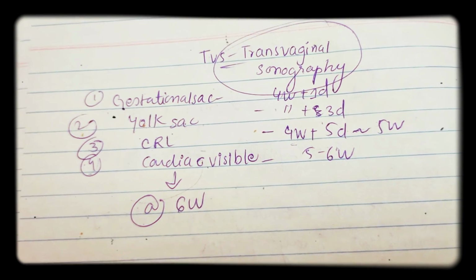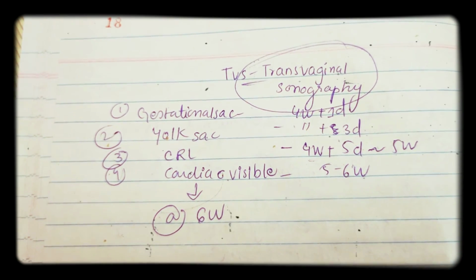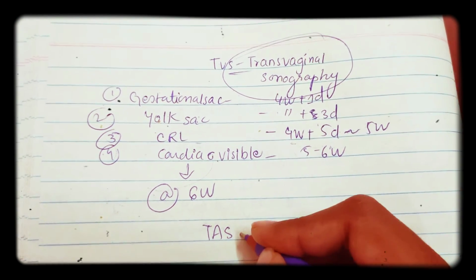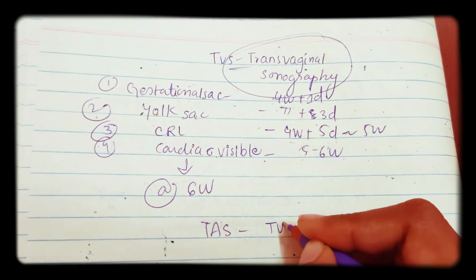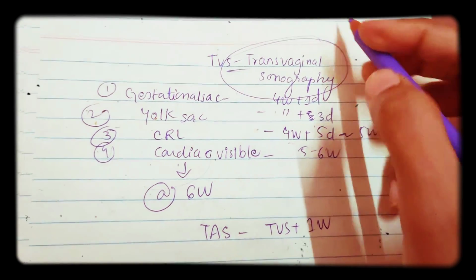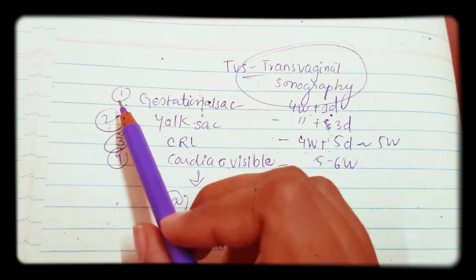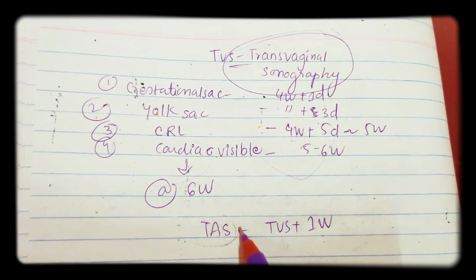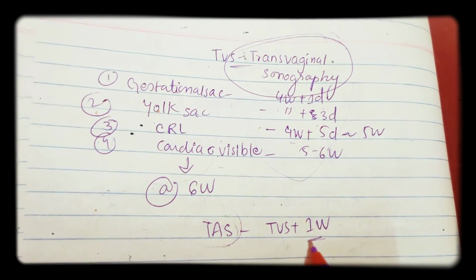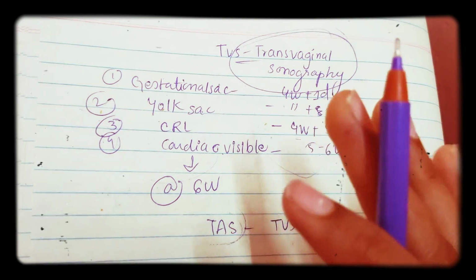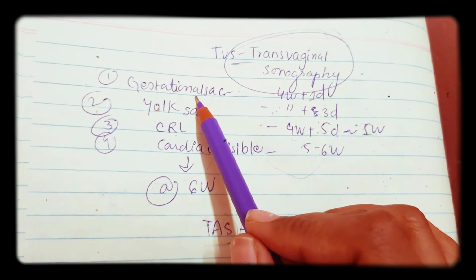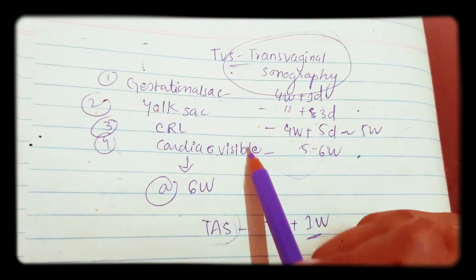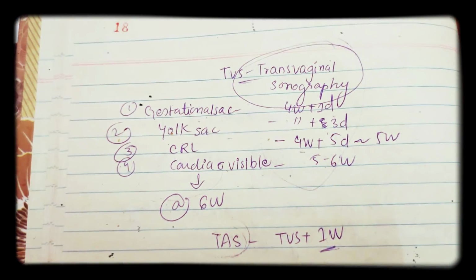If they don't mention trans-abdominal or trans-vaginal sonography scan: the trans-abdominal scan time is nothing but the time on TVS plus 1 week. We are discussing trans-vaginal sonography here. For example, for the gestational sac, it's 4 weeks plus 1 day, and you should add 1 week in the case of a trans-abdominal scan. So just add 1 week for all these values. Very important: first the gestational sac forms, next the yolk sac, next the CRL, next the cardiac visibility. These are the 4 important points to check in TVS and TAS.